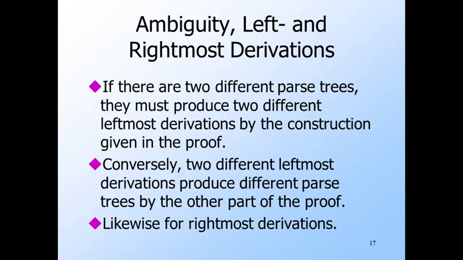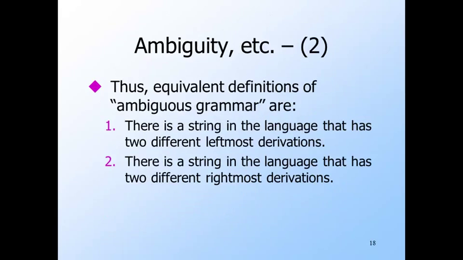Notice that the two constructions we just gave, leftmost derivations from trees and trees from leftmost derivations, have the property that two different parse trees produce different leftmost derivations, and conversely. The same is true for the analogous transformations between rightmost derivations and trees. Thus, we could also define a grammar to be ambiguous if it has a string with two different leftmost derivations or two different rightmost derivations.